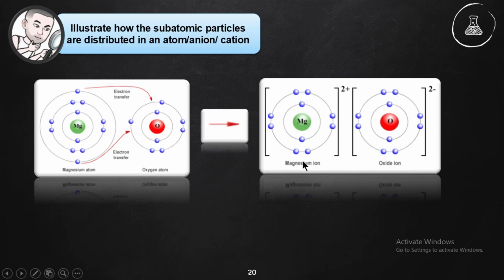Kaya si magnesium ay magiging positively charged magnesium ion or tinatawag na cation. Si oxygen naman, magigain siya ng 2 electrons na dinonate ni magnesium, kaya si oxygen ay magiging negatively charged oxygen ion or tinatawag na anion. So this is what usually happens kapag nagkakaroon ng distribution ng mga subatomic particles in an atom, cation, and anion.